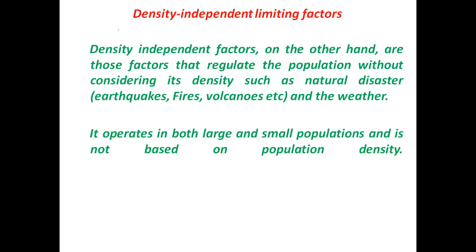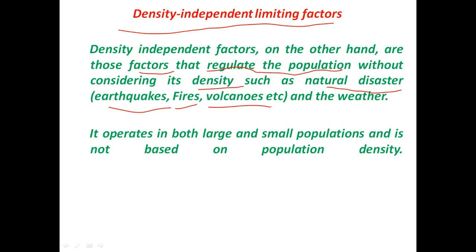Then we have density independent factors. Density independent factors, on the other hand, are those factors that regulate or control the population without considering the density. For example, we have natural disasters. So density independent factors include all the natural disasters, be it earthquakes, fires, volcanoes, tornadoes, floods, weather, etc. It operates in both large and small populations and is not based on population density.